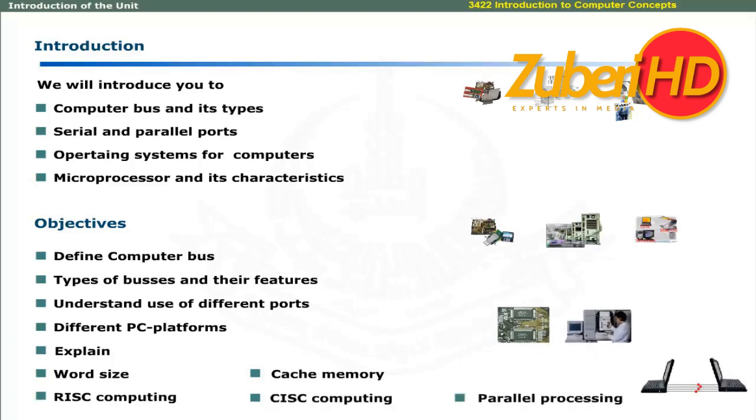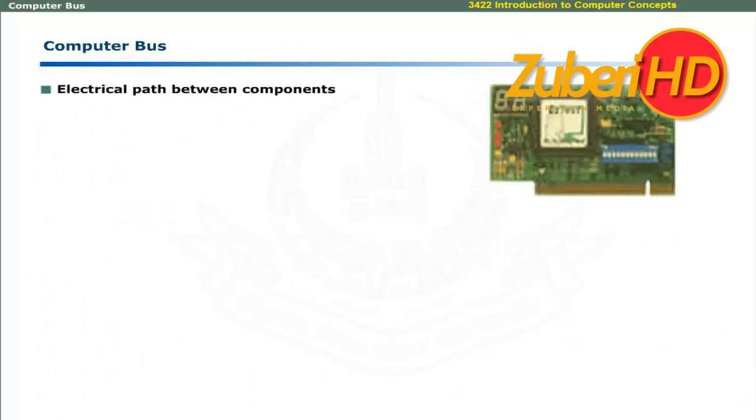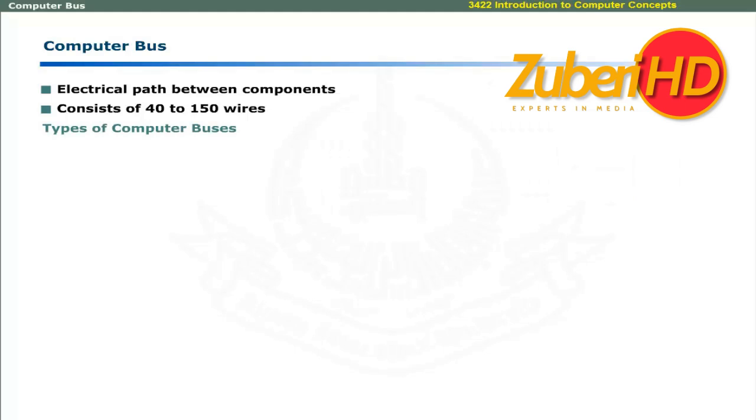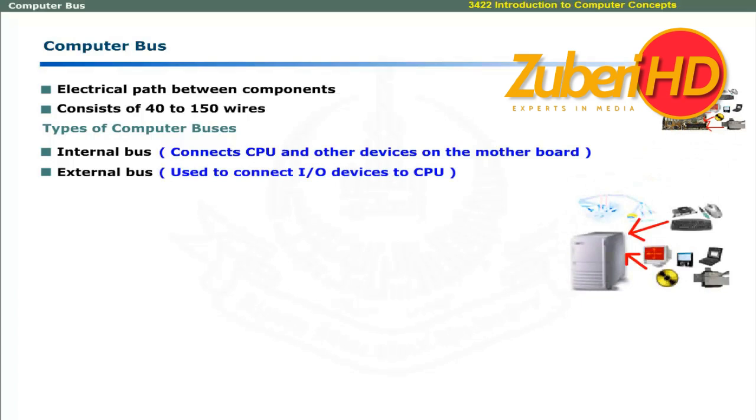parallel processing. Dear learners, the computer bus is an electrical path between the components of a computer. It consists of around 40 to 150 electric wires running parallel to each other. There are two types of computer buses, known as the internal bus and external bus. The internal bus connects the CPU and other devices on the motherboard. The external bus is used to connect input-output devices to the CPU.